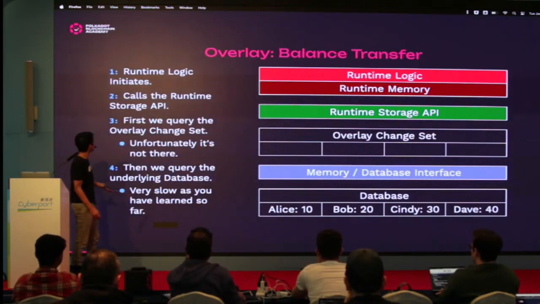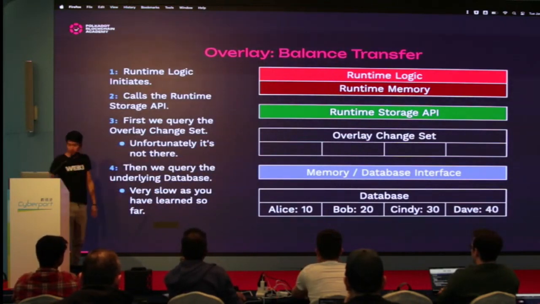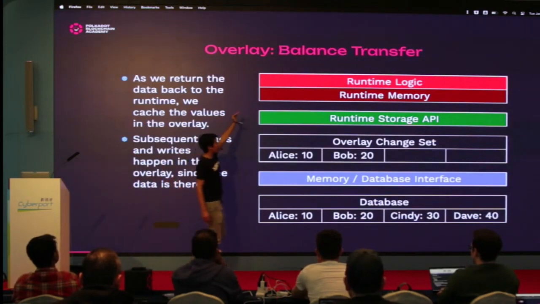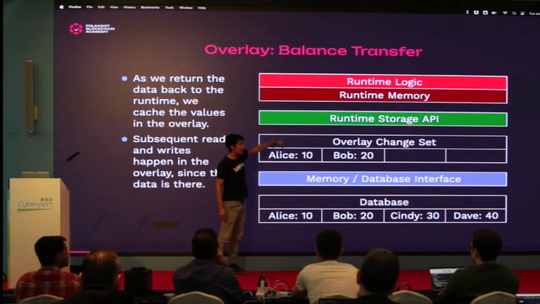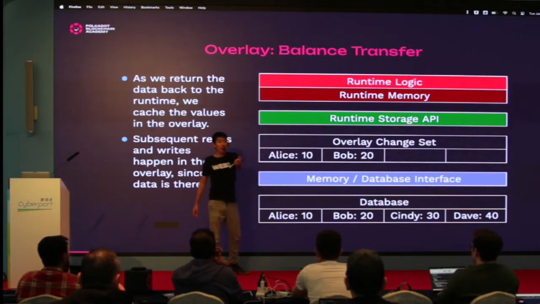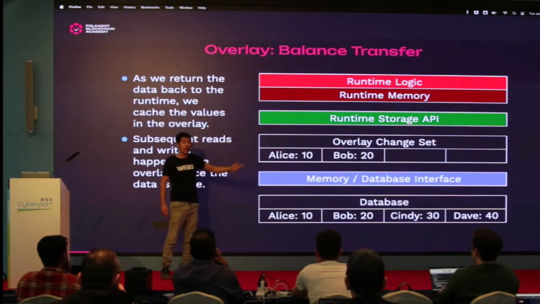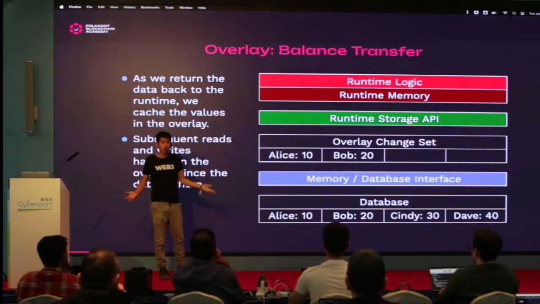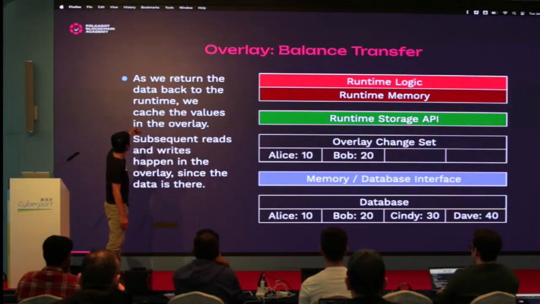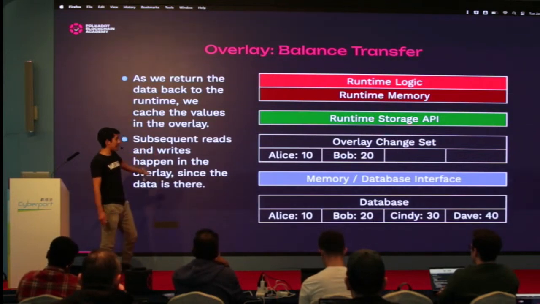I think in this case we're doing a transfer from Alice to Bob. So the runtime logic asks the overlay, do you have the information? It says no. It's doing a very expensive read down to the database to pull that information up and put it in the overlay. But now, subsequent reads and subsequent writes to this information are very cheap because it's right here in the overlay already, right? So as we return the data back to the runtime, we cache the values. Subsequent reads and writes are very, very cheap.